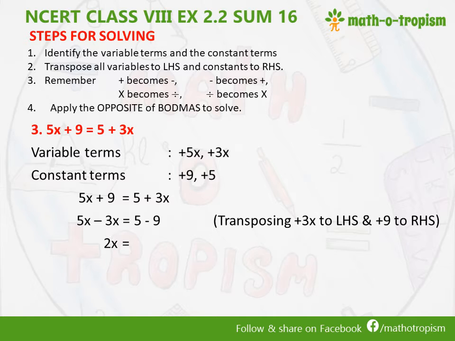This is called transposing plus 3x to LHS and plus 9 to the RHS. So what happens? 5x minus 3x becomes 2x, which is equal to 5 minus 9, which is minus 4. Now we take the 2 which is in multiplication with x to the right hand side, so it becomes divided by 2. So minus 4 divided by 2. We simplify it and we get x is equal to minus 2.